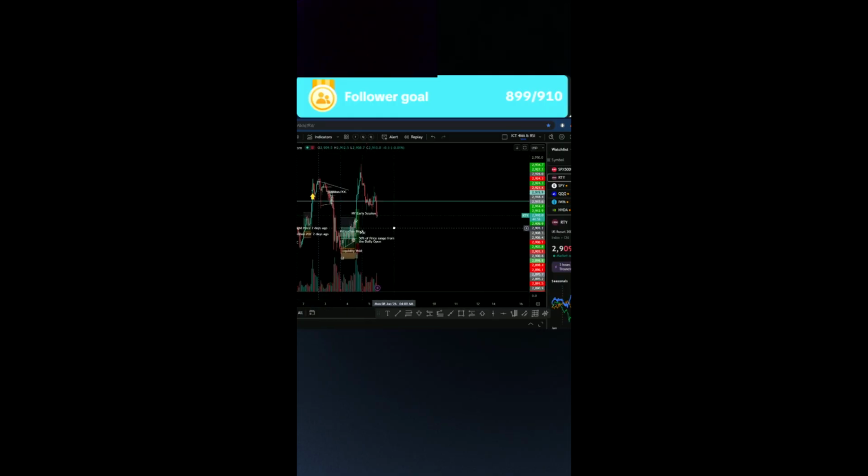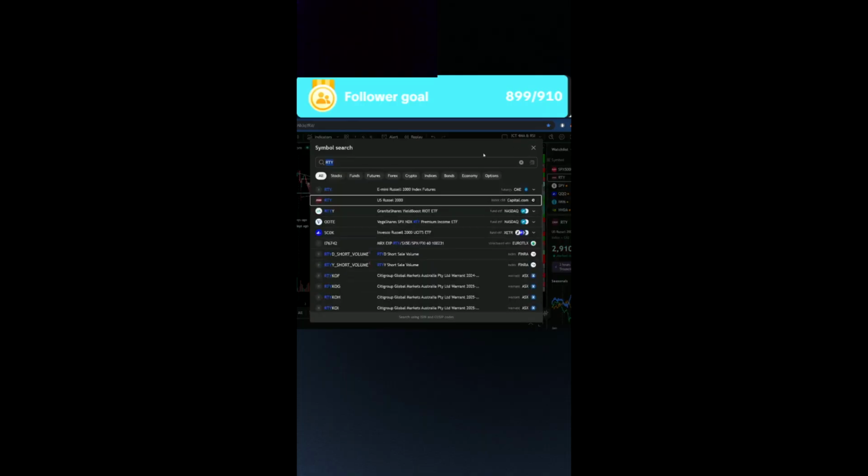And okay, so we are still in this channel. Don't know if it's going to go higher. We're in the midpoint of the channel. So let me pull up my other Russell that I do some drawings on. It's a little bit cleaner.